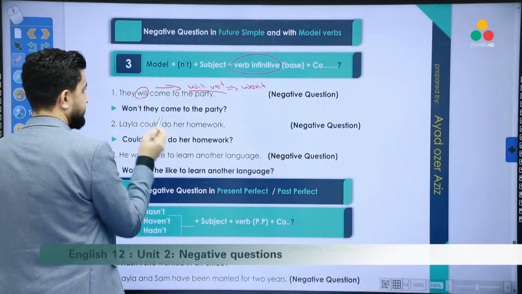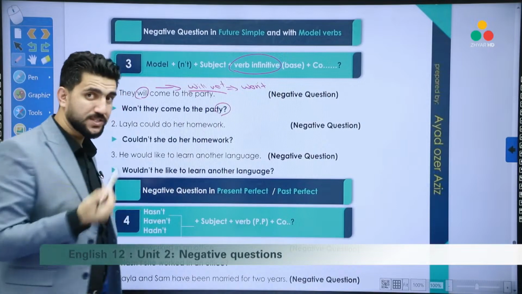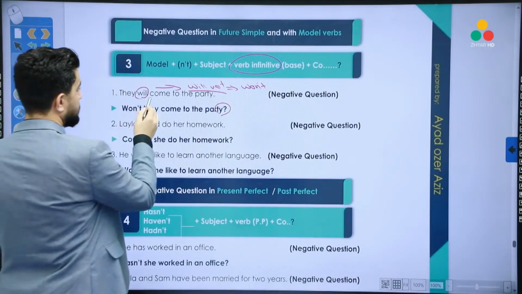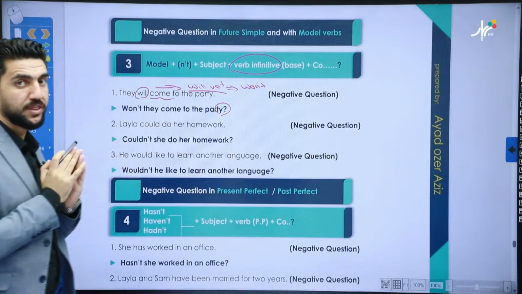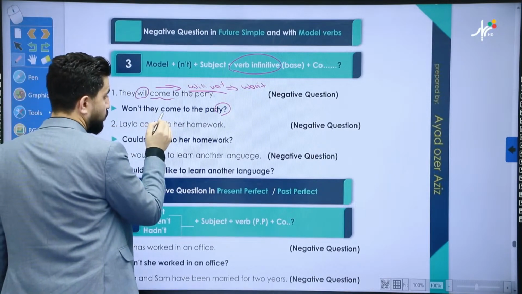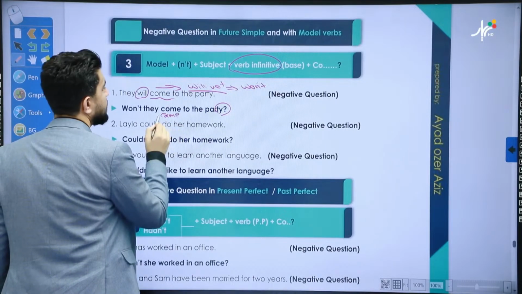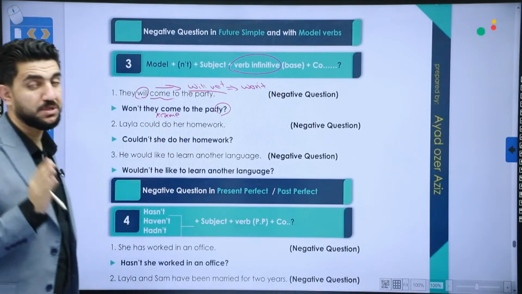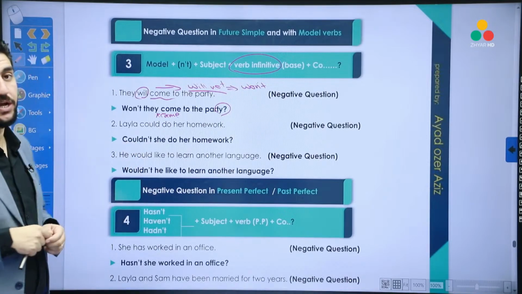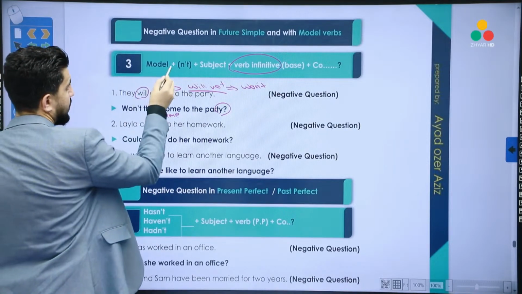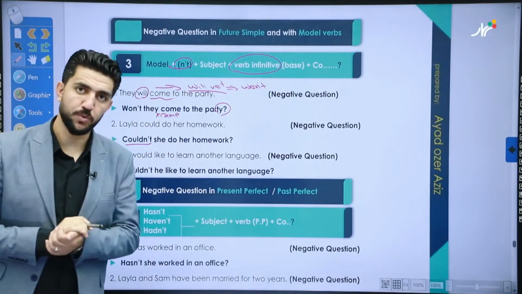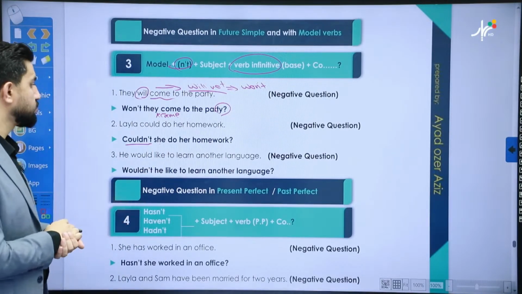If changed to negative. What about if you change it to negative question? We say, won't they come to the party? So this one stays the same without changing. Won't they come to the party? If it was won't they came to the party, this would be wrong. It must be come. Okay. Another thing, Layla could do her homework. You just add not, so we say couldn't she do her homework? Couldn't she do her homework?